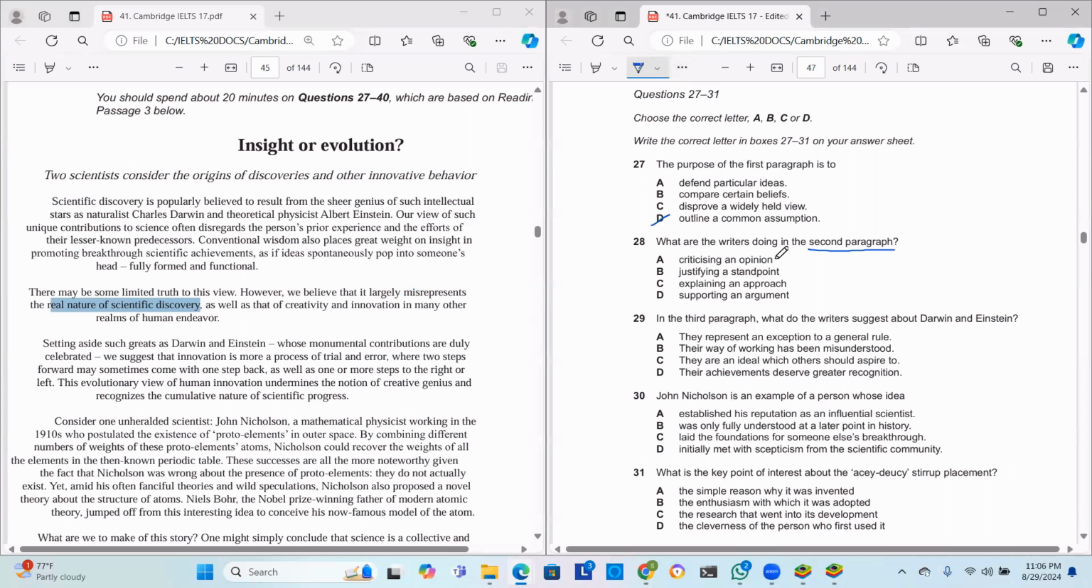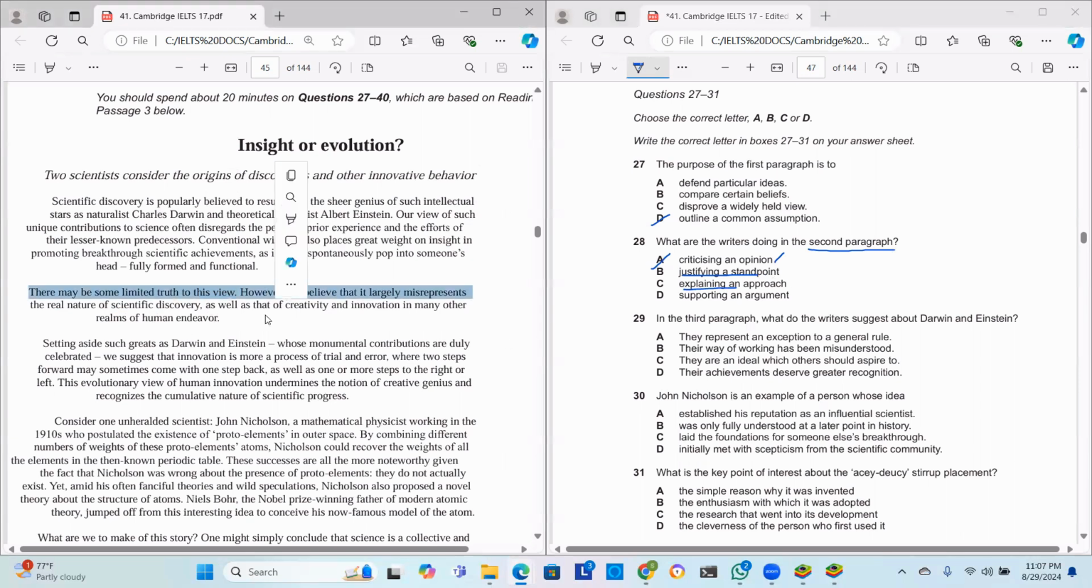Criticizing an opinion. Yes, I think so, guys. And with no doubt, obviously, he's criticizing here. You see, here he says it largely misrepresents the real nature of scientific discovery. Means he's criticizing this view. This view he talked about in the first paragraph. He is criticizing that view in the second paragraph. That's what he's doing. Justifying a standpoint? He's justifying something here? No. Explaining an approach? No, he's not explaining anything.